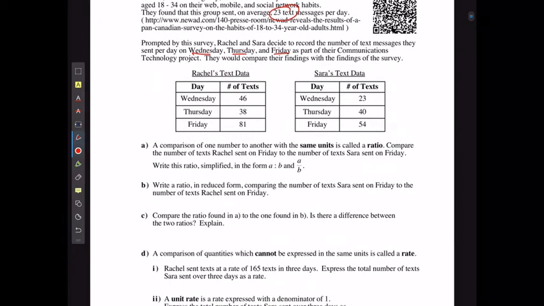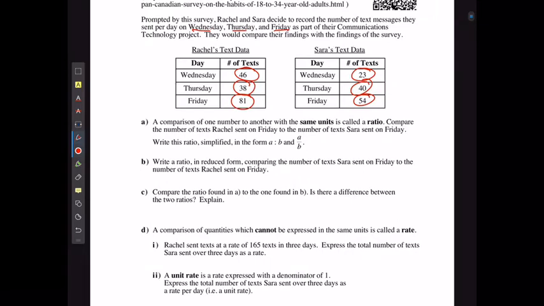So we can see that on Wednesday, Rachel sent 46, on Thursday 38, and on Friday she sent 81 messages. Sarah sent 23 on Wednesday, 40 on Thursday, and 54 on Friday.